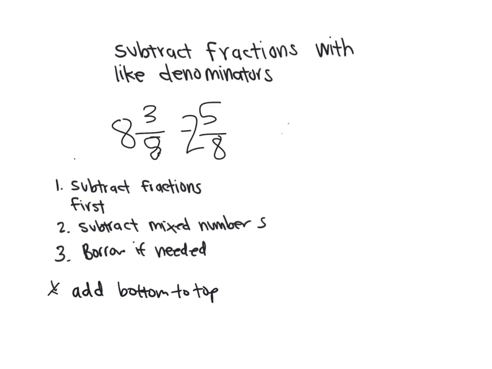Okay, so now we have 8 and 3 over 8 minus 2 and 5 over 8. So we can't do 3 minus 5, so we have to borrow from the 8, make it a 7. And we add the bottom to the top, so we're doing 8 plus 3, which is 11. And then we're doing 11 minus 5 is 6 over 8. And then 7 minus 2 is 5 and 6 over 8.